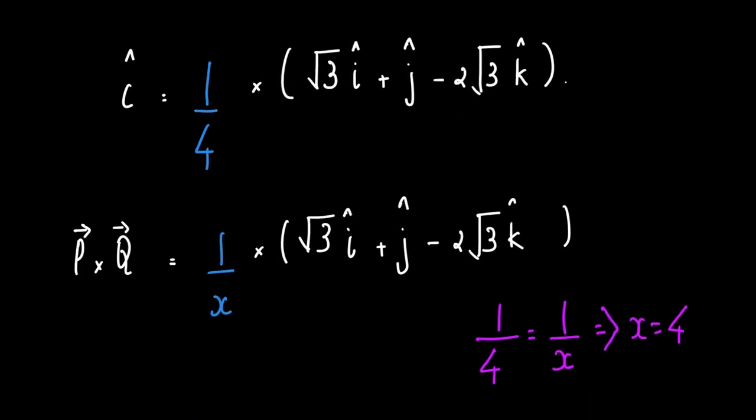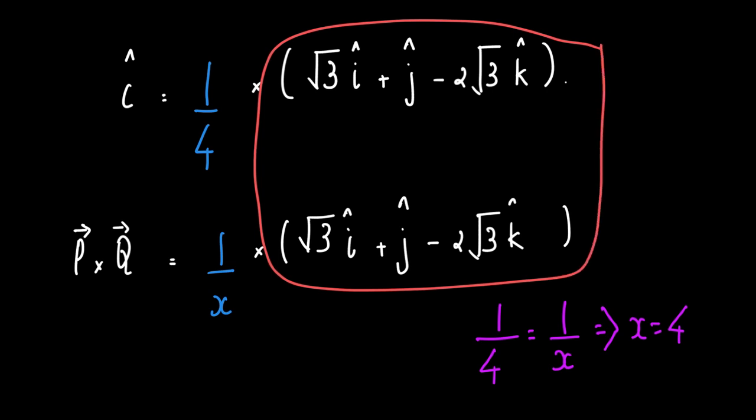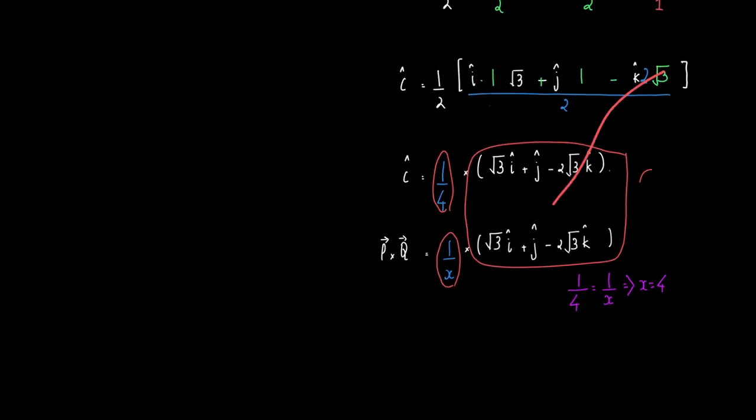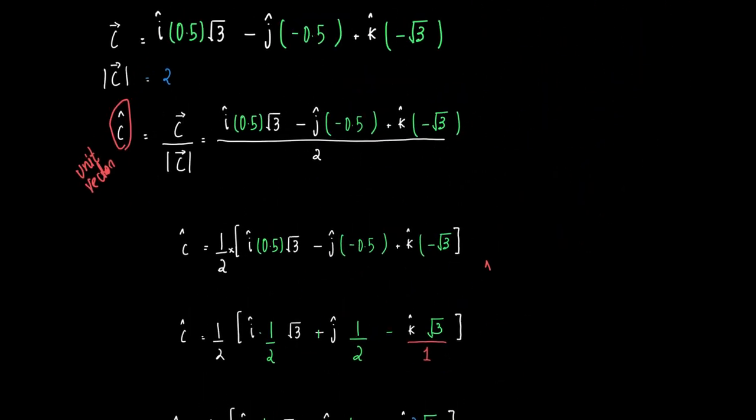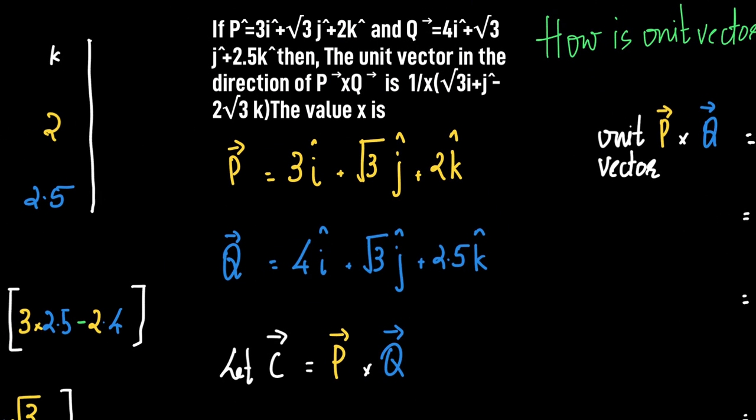And when we compare this to the given question, P cross Q is 1 by x times root 3i plus j minus 2 root 3k. These two components remain the same. Therefore, 1 by 4 is equated to 1 by x. Therefore, 1 by 4 is equal to 1 by x, and x is equal to 4. Therefore, the value of x is equal to 4.